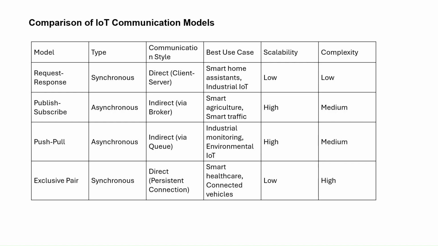Sometimes one device can send the information to the second device. At another time, the second device can send the information to the first device. This can be according to the use case. So here the server and the clients are interchangeable. The communication style is direct, which means persistent connection. Best use cases are smart healthcare and connected vehicles. Scalability is low, but the complexity is high.